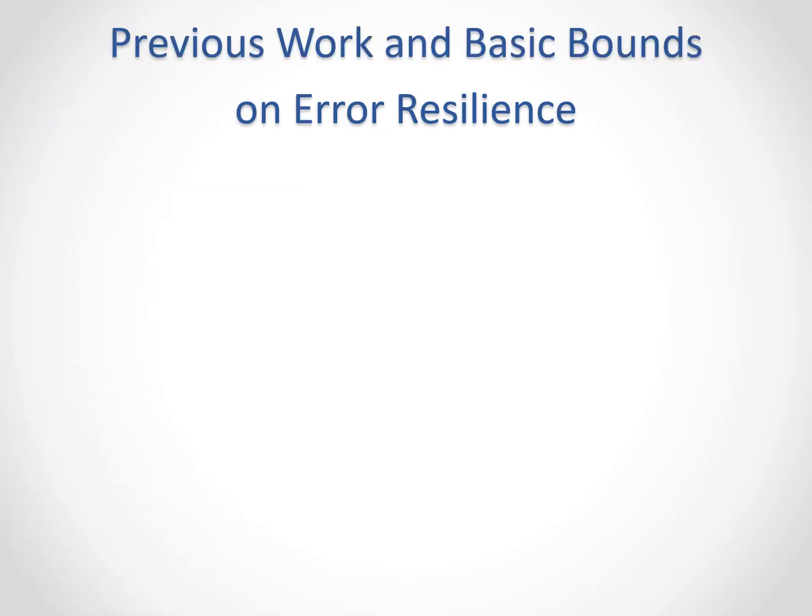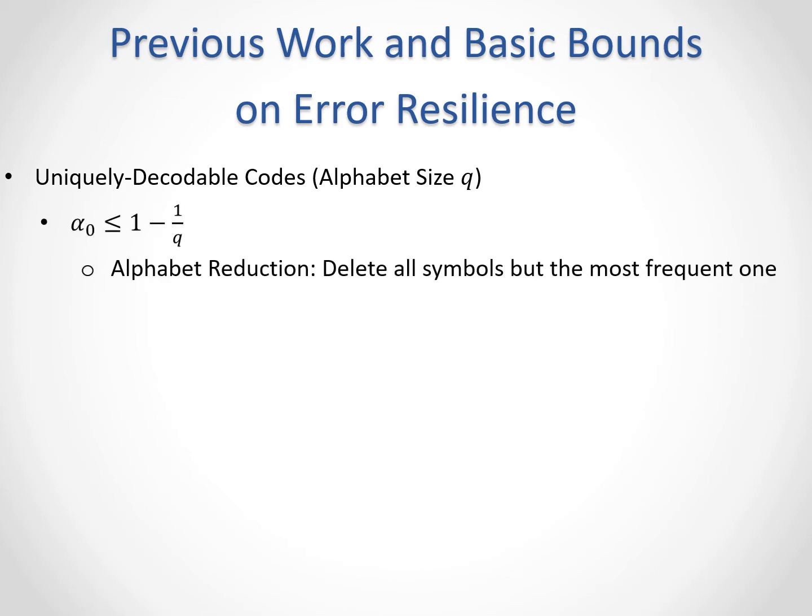Before getting to the results of this work, let's go over some of the relevant previous work and some basic bounds on error resilience. We start with error resilience for uniquely decodable codes, and we assume that the alphabet size of the code is q. With an alphabet of size q, it's easy to see that the error resilience is no larger than 1 minus 1 over q. The reason is that with that many deletions, an adversary can basically delete all instances of all but the most frequent symbol of the alphabet, and therefore make the string that arrives at the receiving end be the repetition of some symbol of the alphabet.